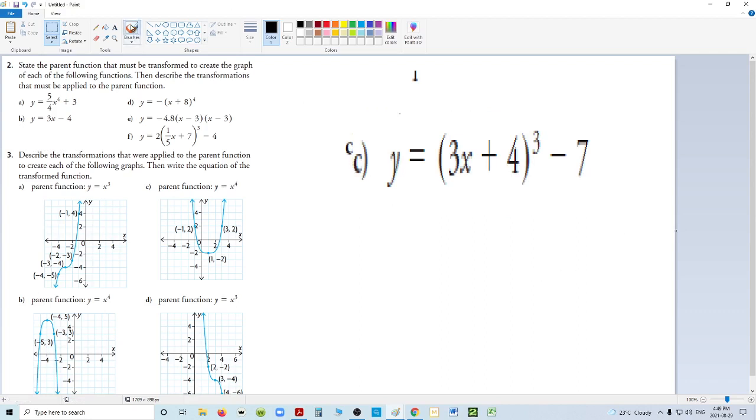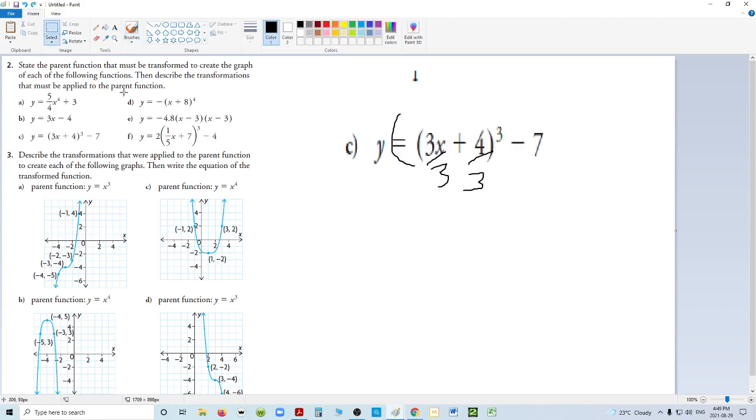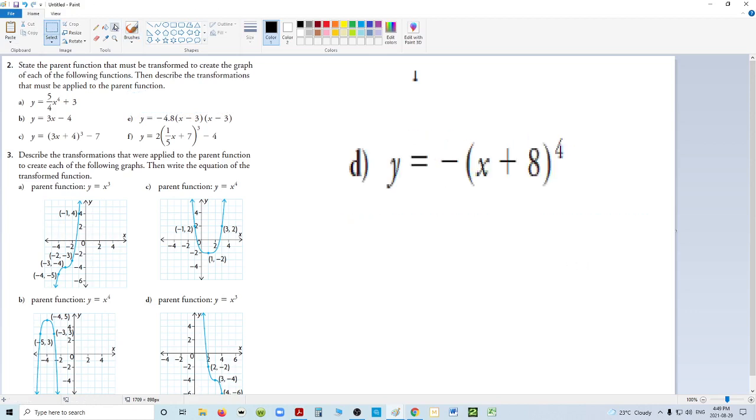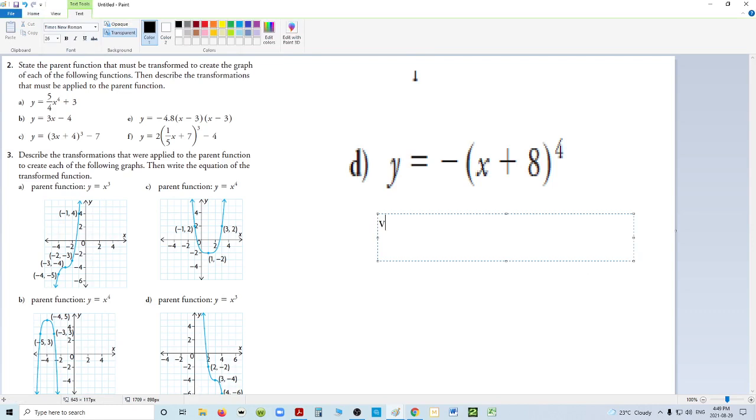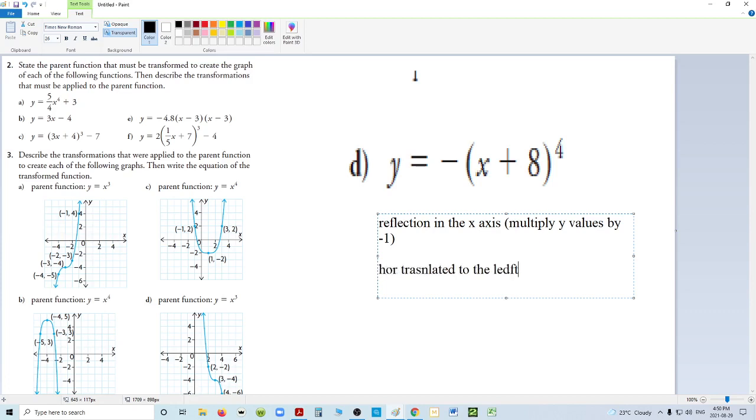So this is a cubic, and you'll notice again that, oh, I just did that one, sorry. So this is a quartic, and there's not much going on with it, so it's pretty easy, except for the minus in front. Now that's outside the bracket, so that's a vertical. That's a reflection in the x-axis because it's affecting the y value, which means every y value gets multiplied by, to carry it out, you multiply y values by -1. And then it's horizontally translated to the left by 8, which means you take all your x values and you subtract 8.